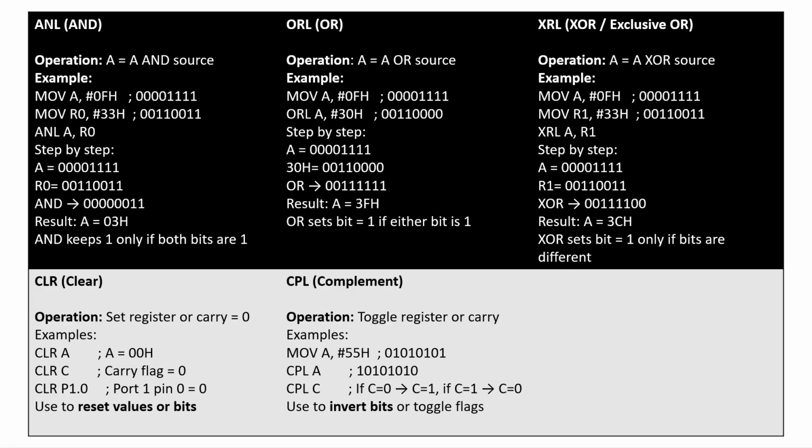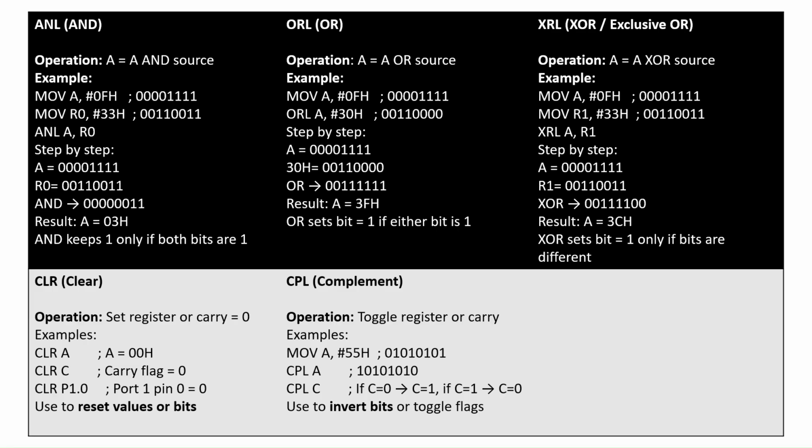Let's understand each instruction with examples. First, let's talk about the ANL instruction. ANL stands for logical AND operation. It performs a bit-by-bit AND between two values and stores the result in the destination. For example: MOV A, #0FH, MOV R0, #33H, ANL A, R0.